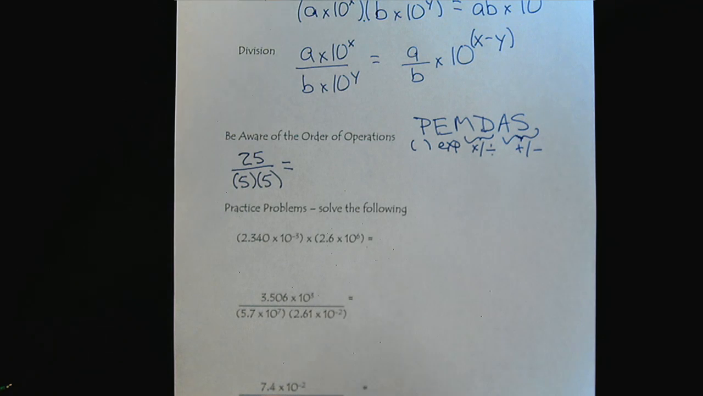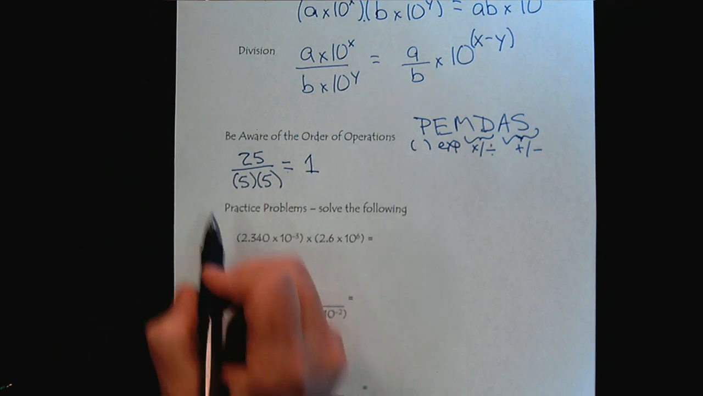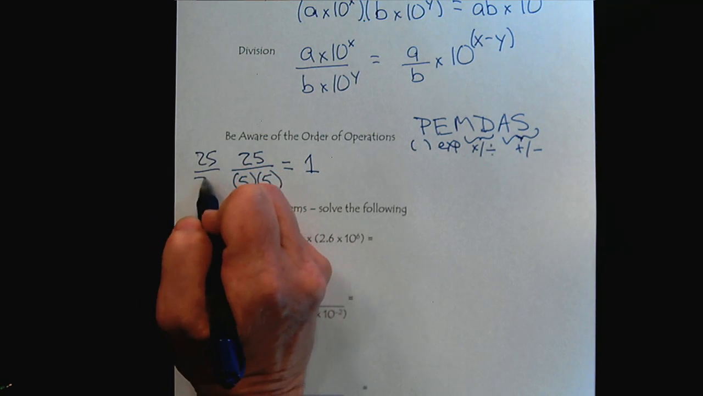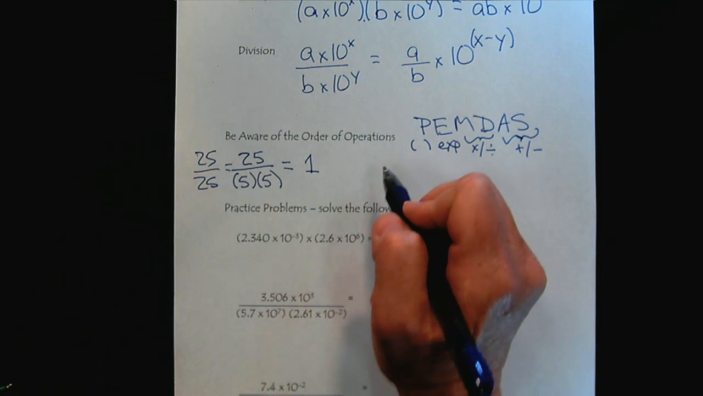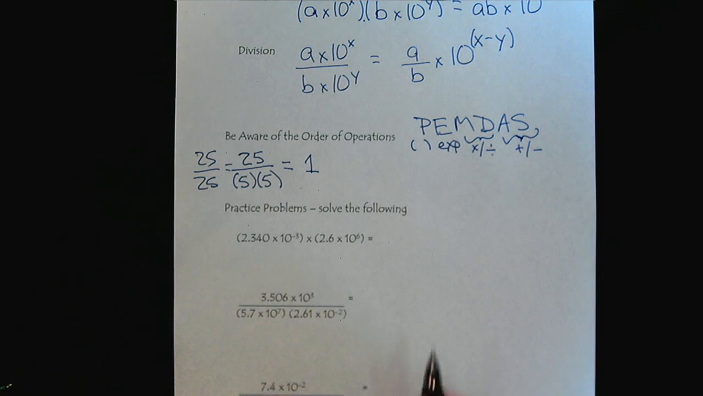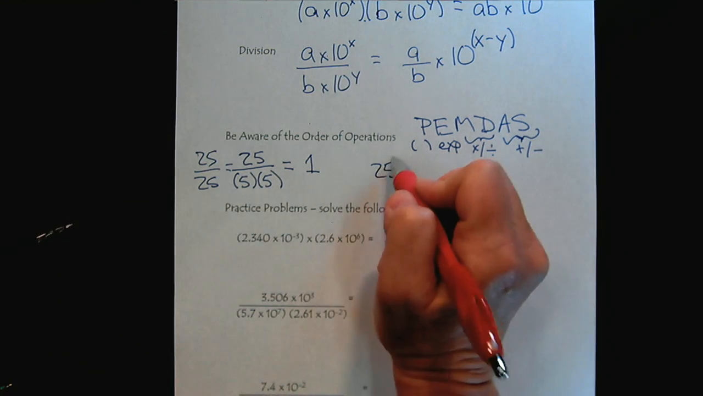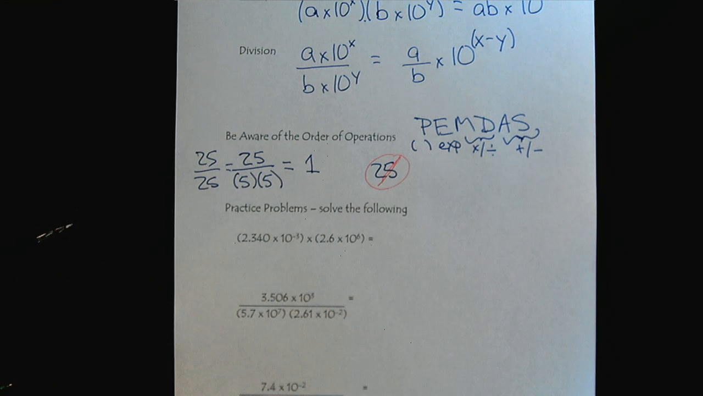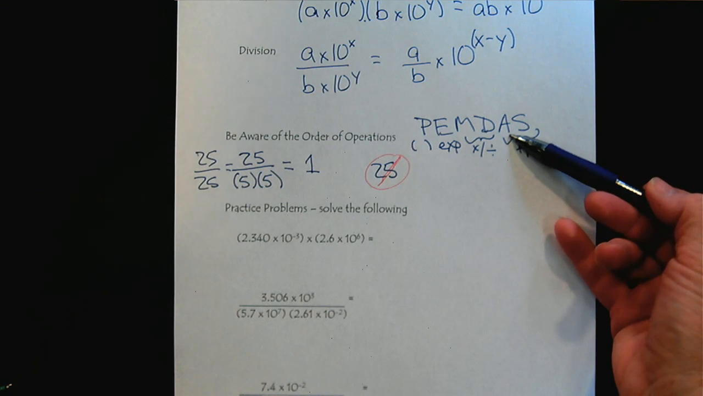Ideally, you should be getting a value of 1, because this is 25 divided by 25, which is 1. However, it's possible that some of you may have got the wrong answer. If you got an answer of 25, which is wrong, then you have just been bit by the PEMDAS bug.